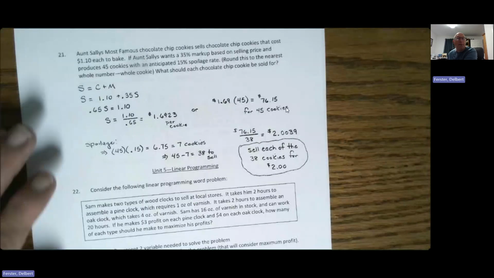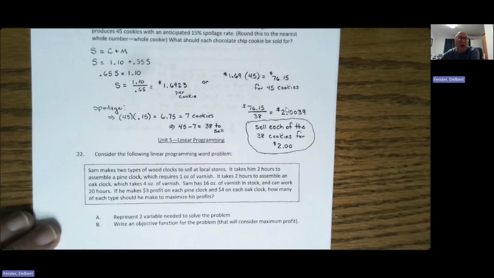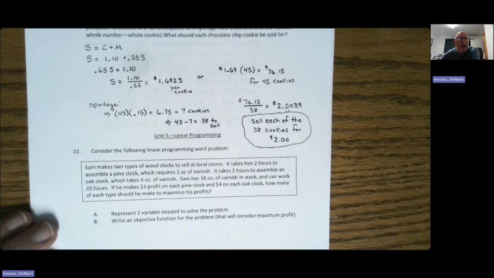Okay, we're a little crooked. Problem 22, we're asked to represent two variables that we're going to use to solve the problem. The problem references making clocks. We can make pine, or we can make, looks like the other one might be oak. So those probably are going to represent how many of each of those particular clocks. We have some freedom in terms of which we'll assign to X and which we'll assign to Y. We'll see that as we flip to the next page.